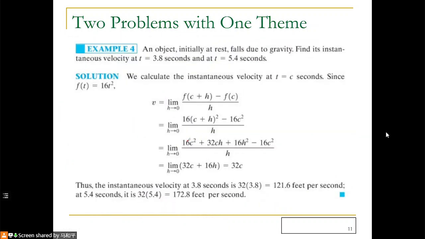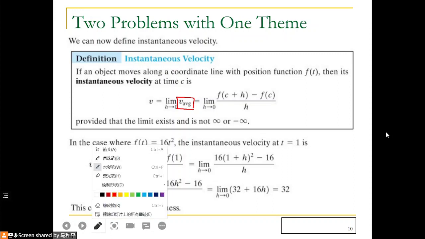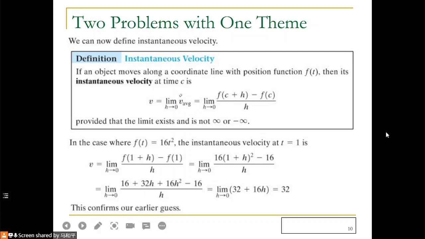So if we want to find this instantaneous velocity, we have here this average velocity. We take the limit, let h approach zero. Here, this is the average velocity, right? So we have this definition of instantaneous velocity. Do you understand it?